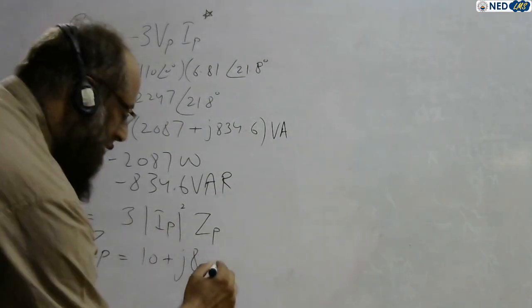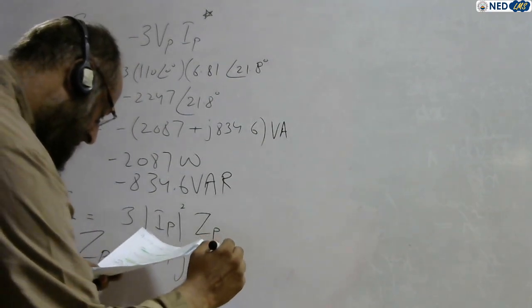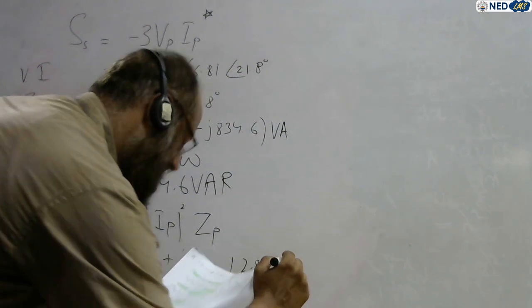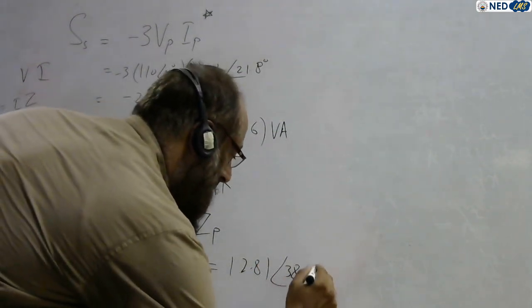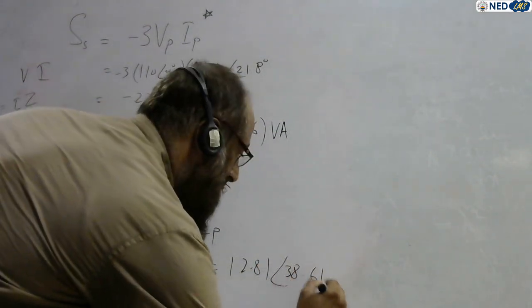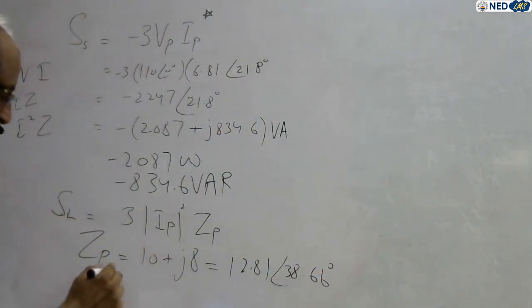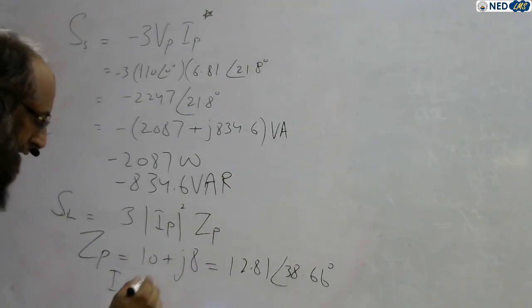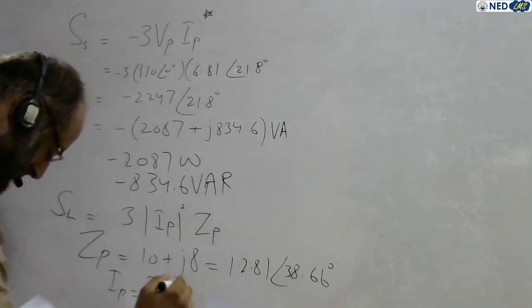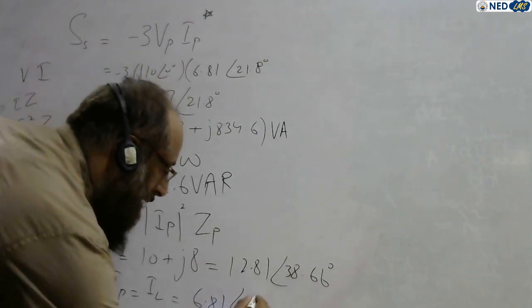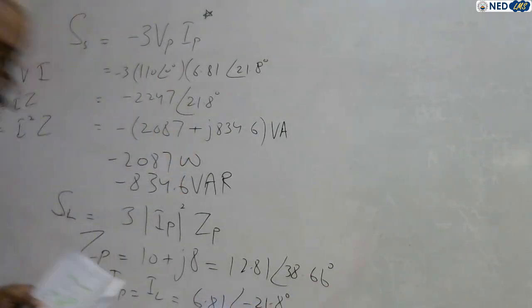If you convert it into phasor form, you will get 12.81. And because it is a balanced star connection, I phase equals I line, and it was calculated earlier. It was calculated as 6.81 at minus 21.8 degrees.